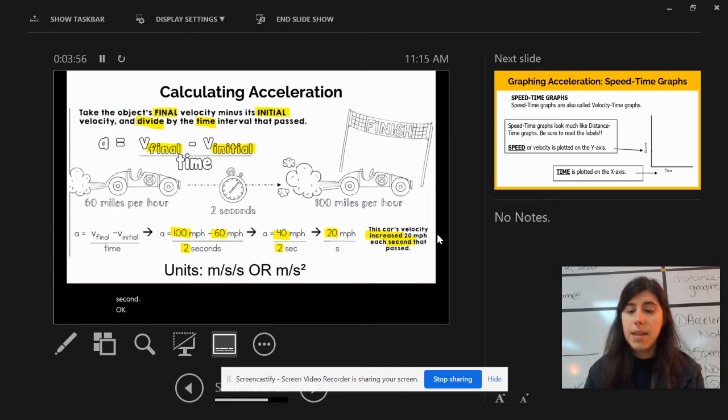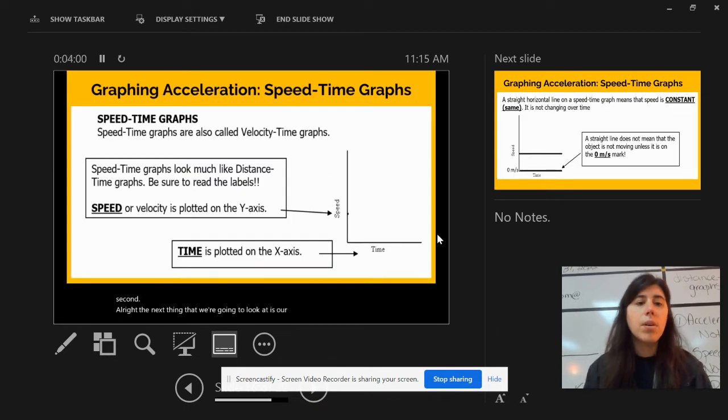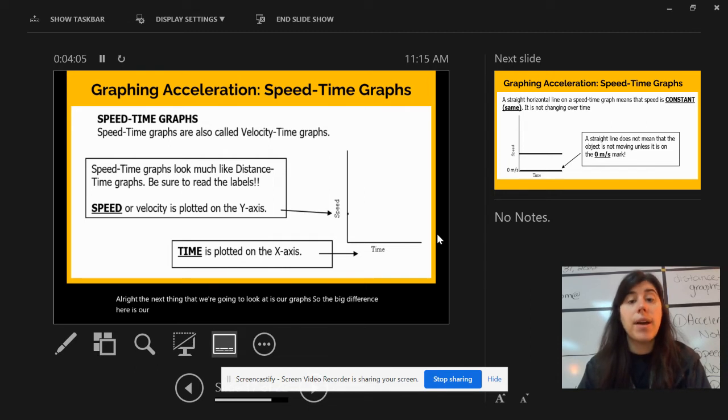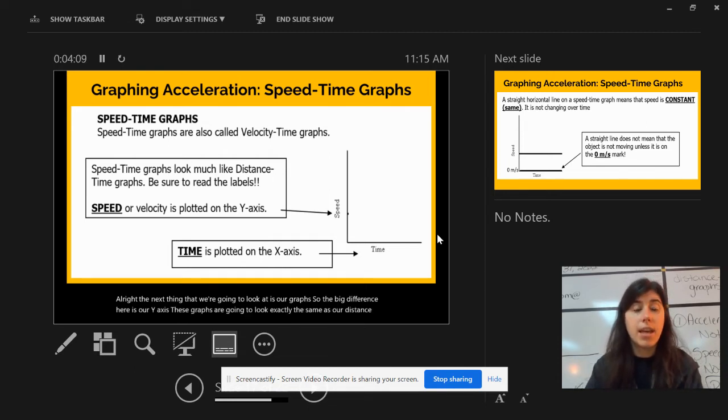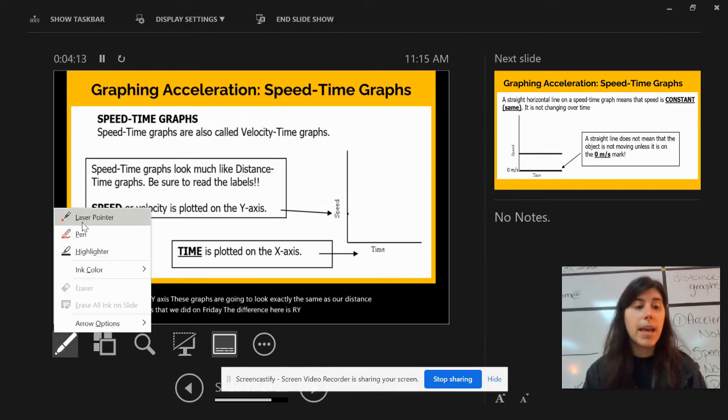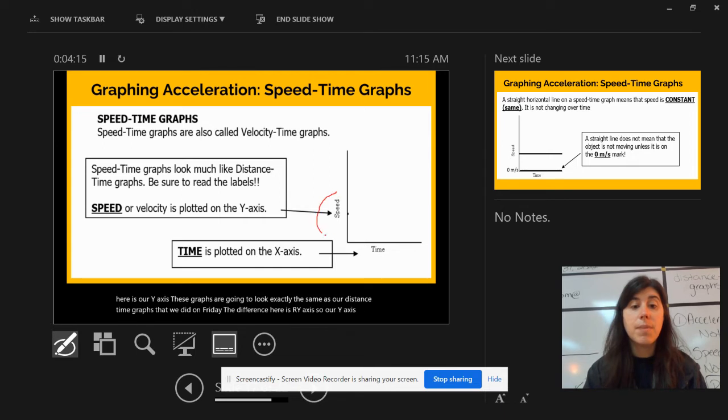All right. The next thing that we're going to look at is our graphs. So the big difference here is our y-axis. These graphs are going to look exactly the same as our distance time graphs that we did on Friday. The difference here is our y-axis. So our y-axis in this case is now going to be labeled speed or velocity. Remember, speed and velocity are pretty much the same thing, just one has a direction.